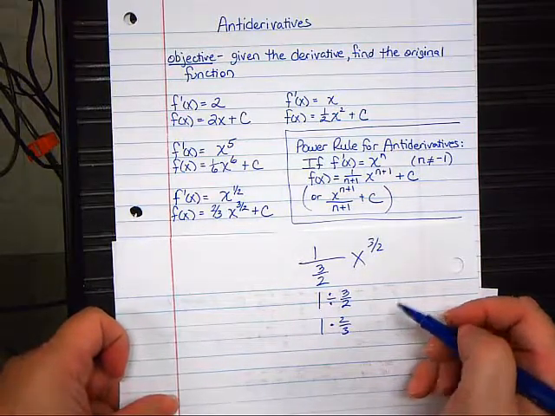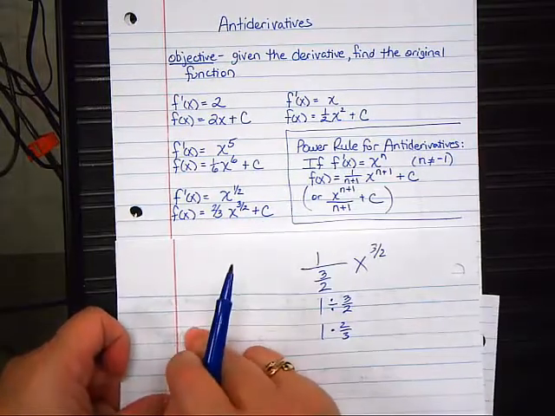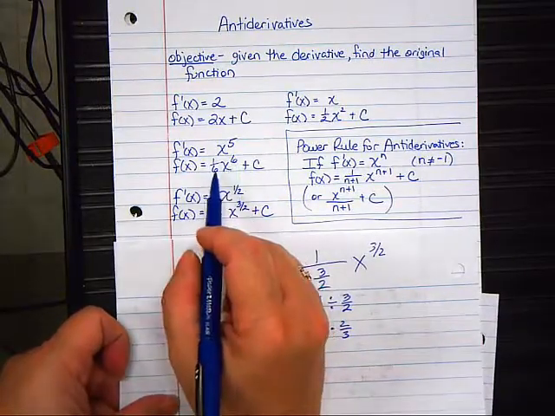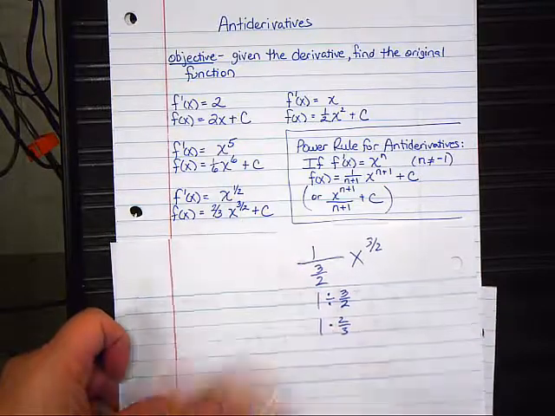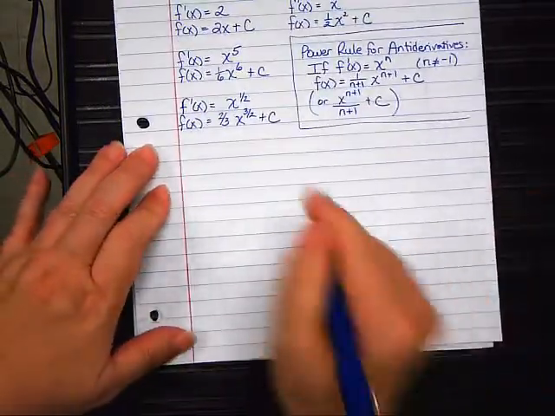So if you see it, instead of thinking 1 over that, think reciprocal. So if this is a 6, it's 1 over 6. If this is a 3/2, it's 2/3. Okay? All right. So let's practice a few of these.